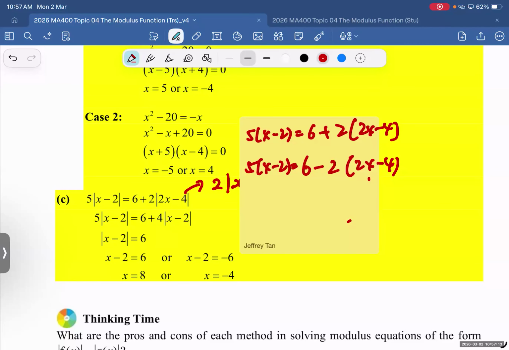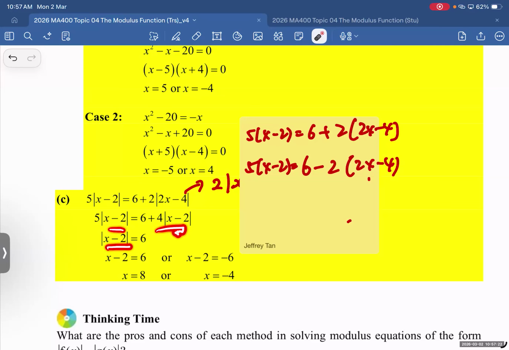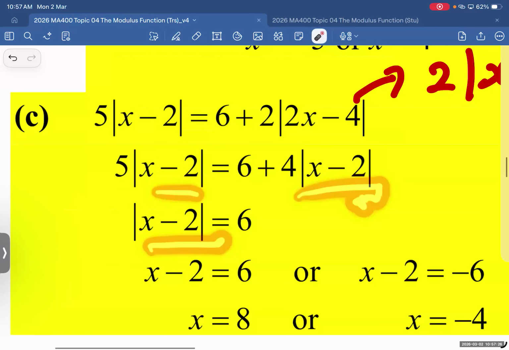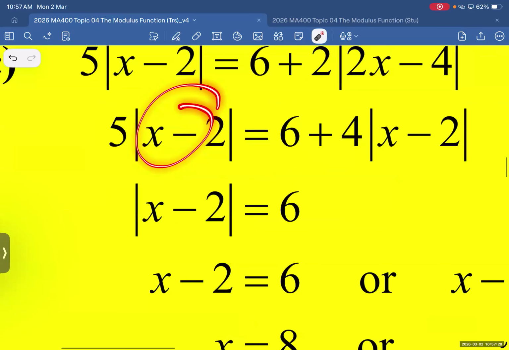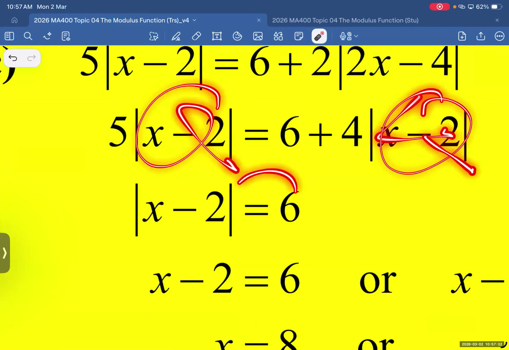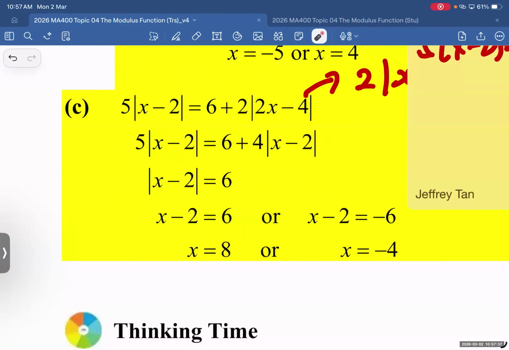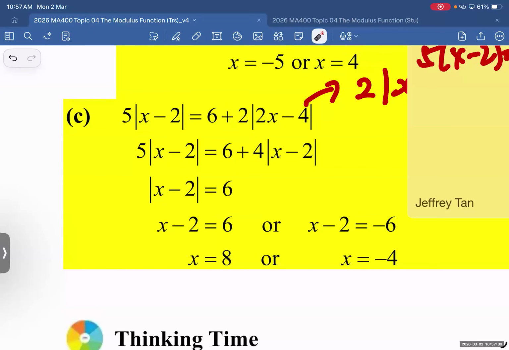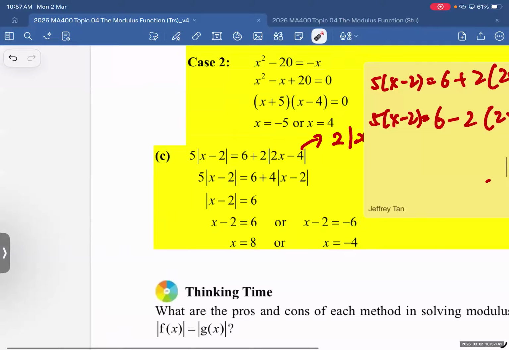So you see this is just factorization. I realized that, hey, they're the same. What for us into cases? Just make modulus the subject. This is like 5q plus 4q, this is like q equals 6. It's so simple, right? You can use a very elegant method to get the answer.